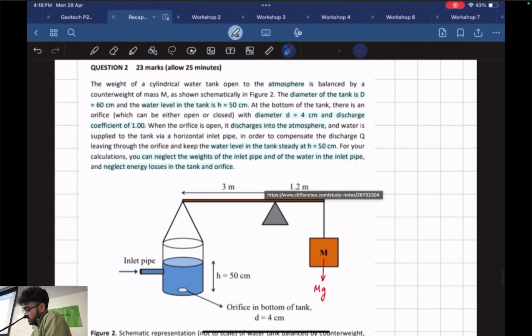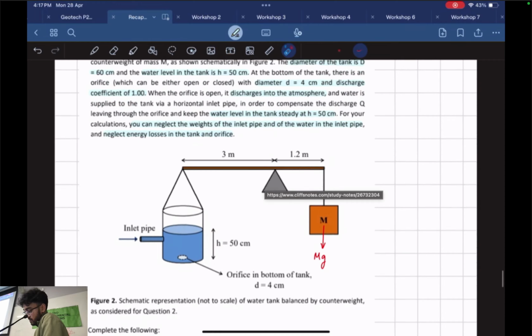So they've given us the diameter of the tank, which is 60 centimeters. They've given us a water tank which stays constant, right? They've told us specifically that the water height stays constant, right? So it's steady at 50 centimeters. They've also given us a discharge coefficient of 1.